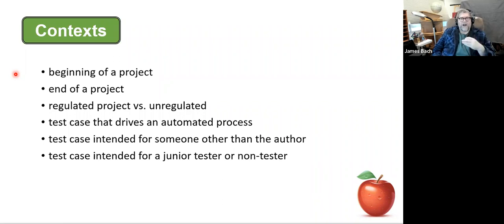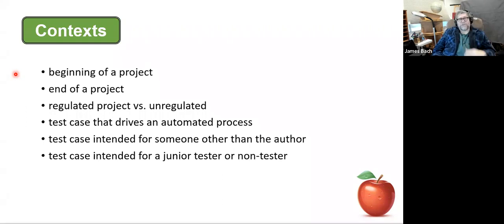Procedures that are meant to be automated are different than procedures that are meant to be followed by humans. You have to be more explicit. You have to understand the limitations of the automation process. Procedures that are intended for someone other than yourself may require that you identify more context, use language that is universally understood, and avoid acronyms and other things that the other people might not be familiar with.